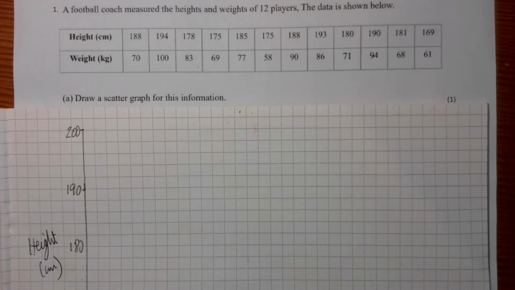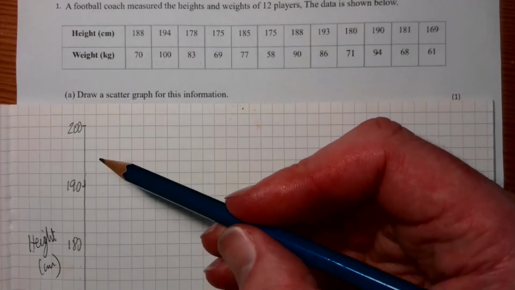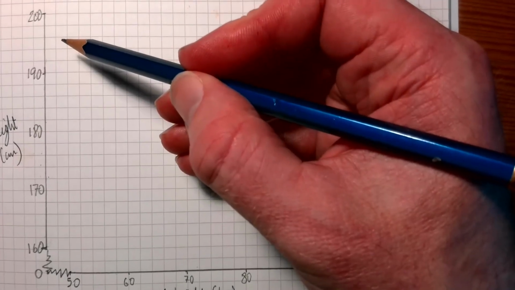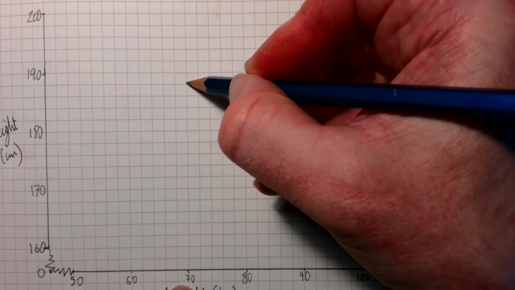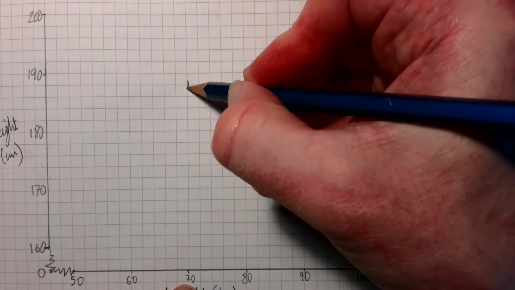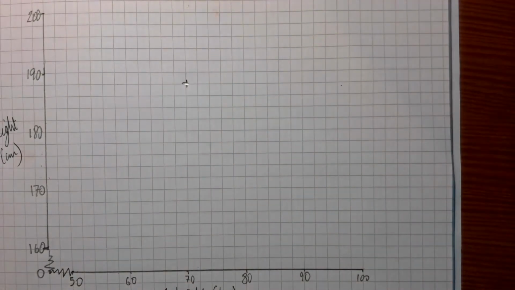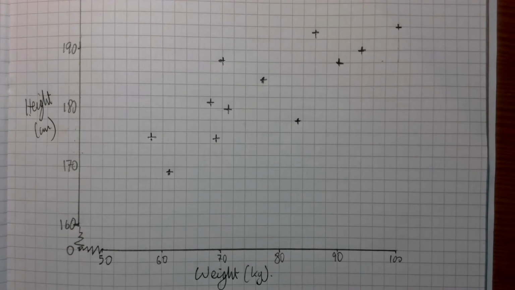So if we take the first one, 188 for height and 70 for weight, 70 will be exactly on there, 188 will be 1 square for 2. So you plot each square like that until you should get something like, right, so here it is.